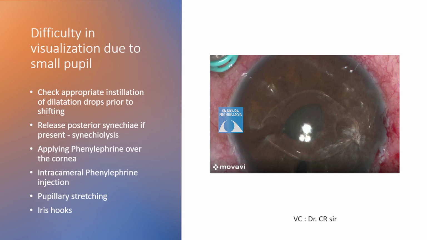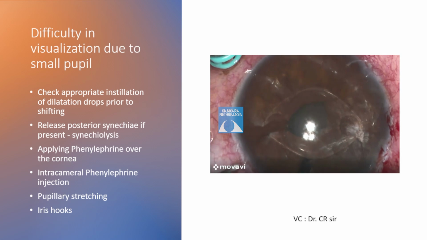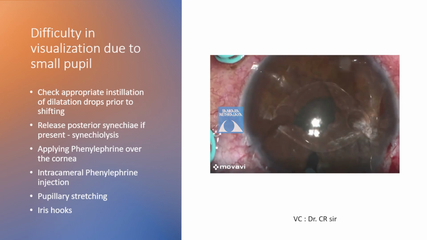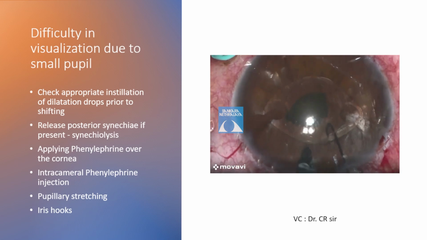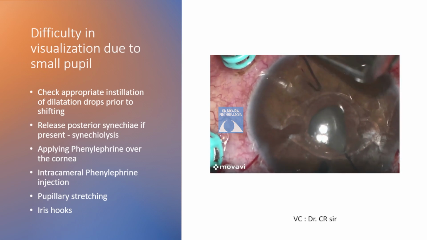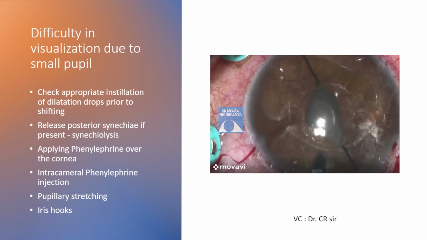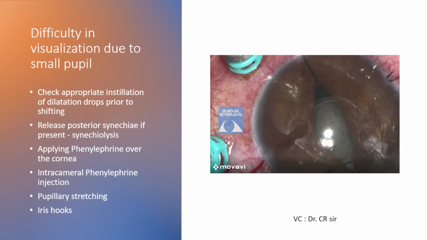So difficulty in visualization due to small pupil: first, before shifting the patient inside, you see whether adequate dilatation drops have been applied, and also see if there is presence of posterior synechiae, then you do synechiolysis. Applying phenylephrine drops over the cornea, intracameral injection of adrenaline, pupillary stretching, or in this case, as shown in the video, you can place iris hooks to enlarge the pupil.